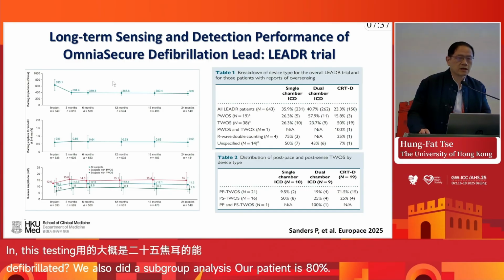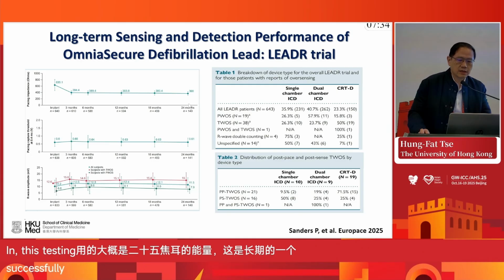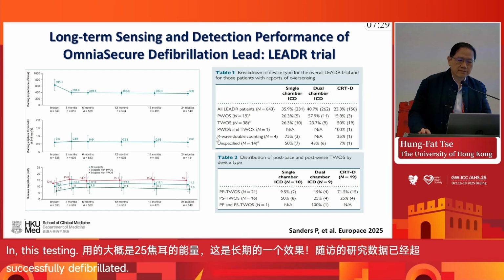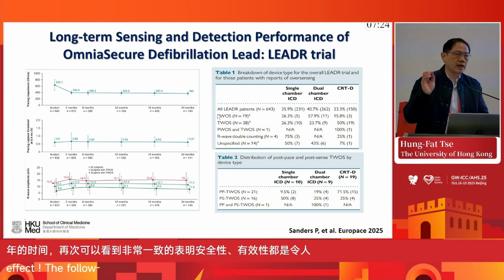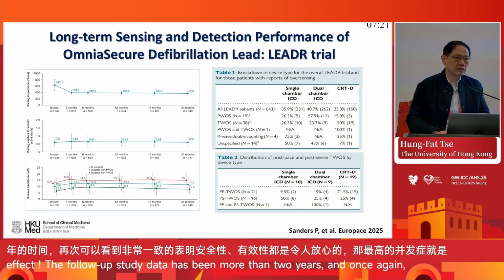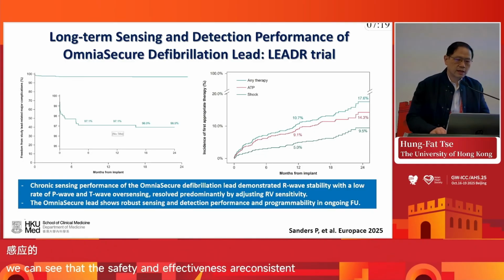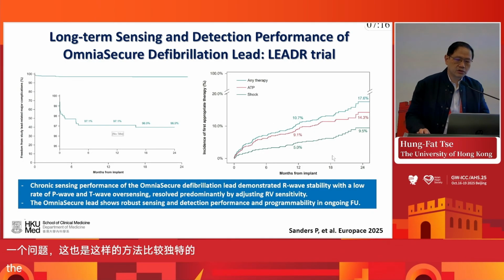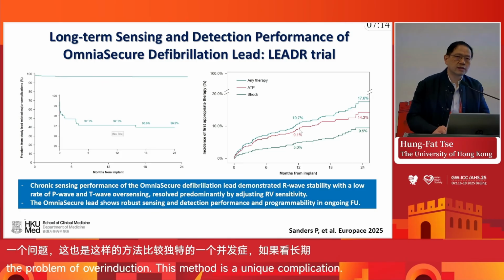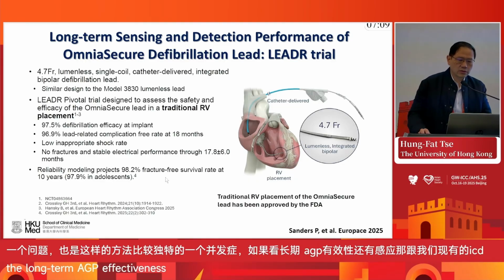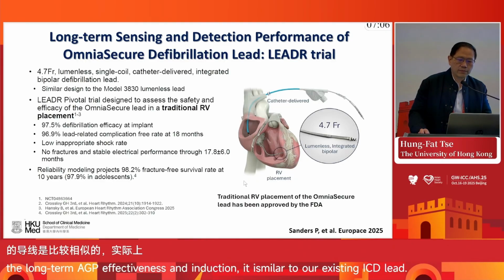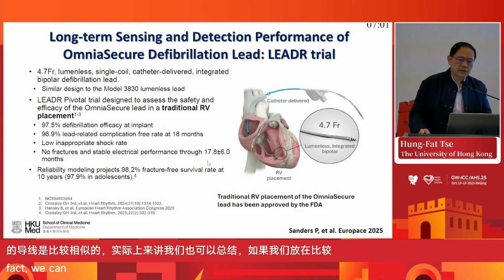This is the long-term outcome data. This is a follow-up study of patients over 24 months. Now we're able to see, again, very consistent safety and efficacy. Again, as I mentioned, the highest complication rate is actually P-wave oversensing, because part of the ICD lead coil is inside the atrium. And if you look at long-term sensing, ATP and shock efficacy is very comparable to the existing ICD lead. So in fact, we were able to conclude that when you put this lead in the usual RV position, you are able to achieve successful pacing, sensing and defibrillation.